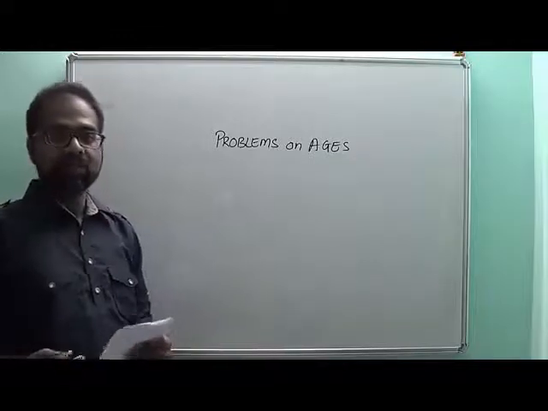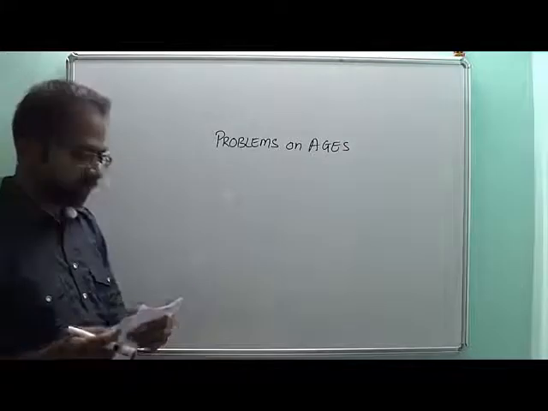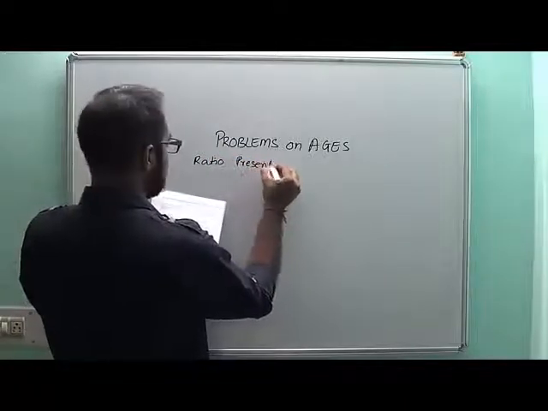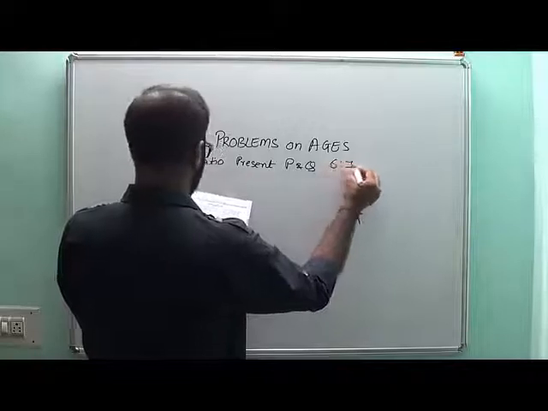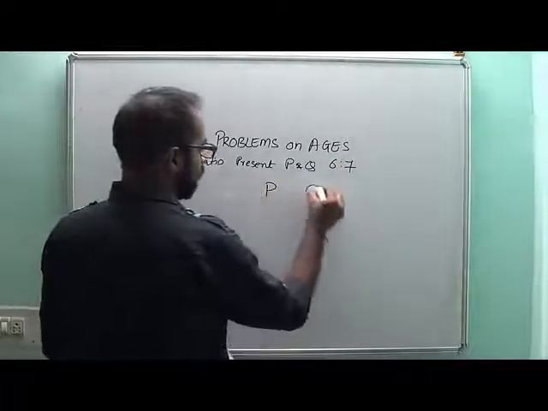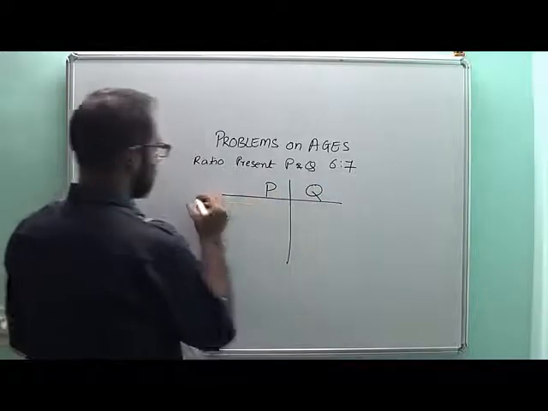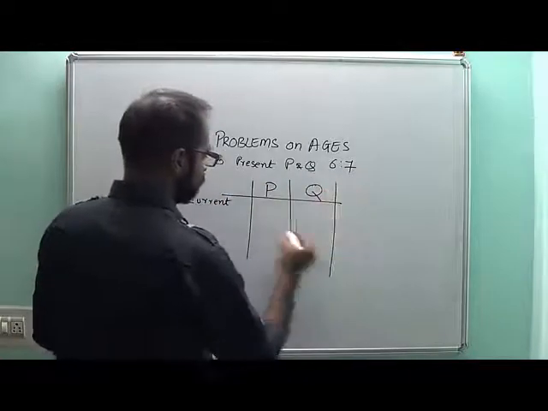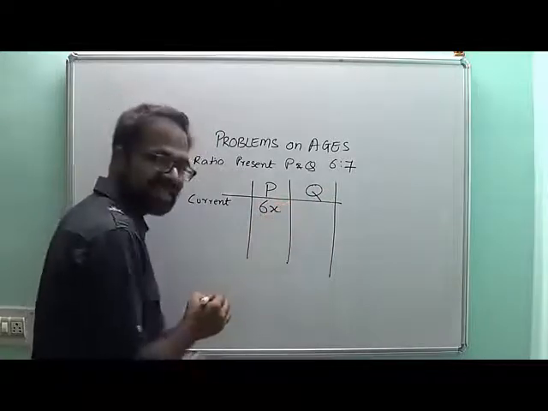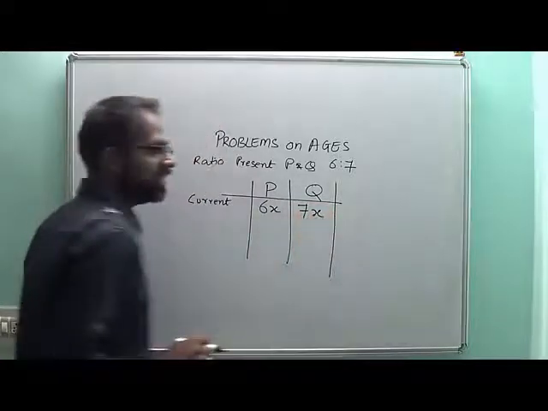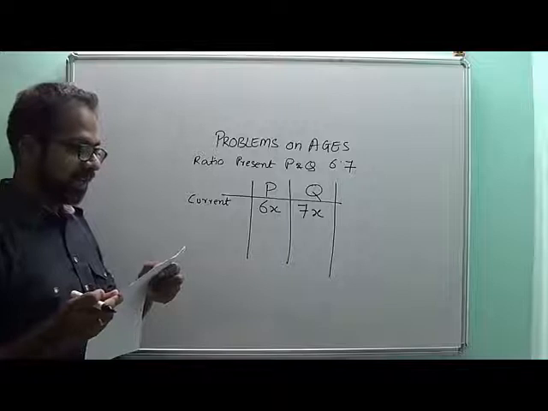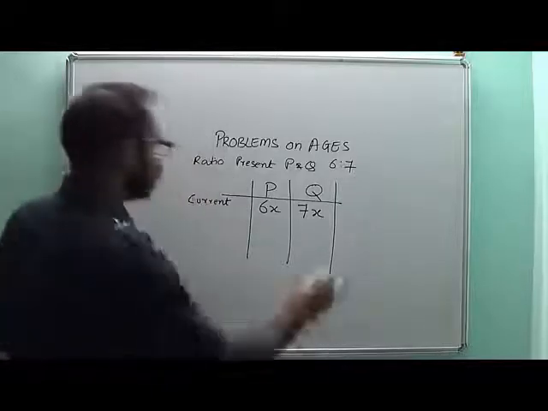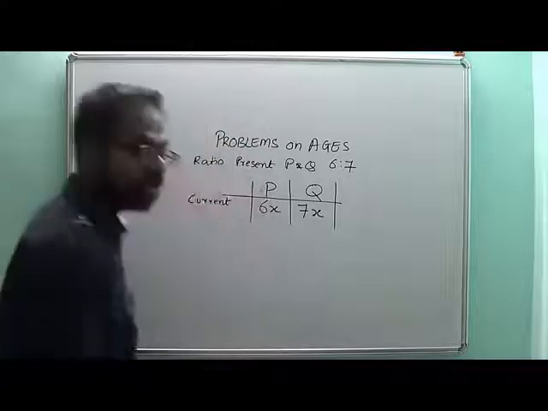Let us take an example to see how we should go about working out such problems. It is given that the ratio between the present ages of P and Q is 6:7. So we know that there are two entities, P and Q. Their current ages are in the ratio of 6 and 7. So the simplest thing to assume is that the age of P is 6x and the age of Q is 7x. Now, it is given that Q is 4 years older than P, which means the age of Q is 4 more than the age of P.